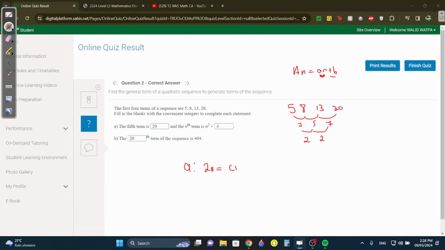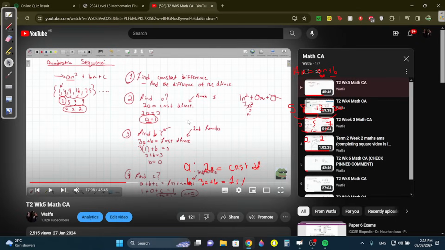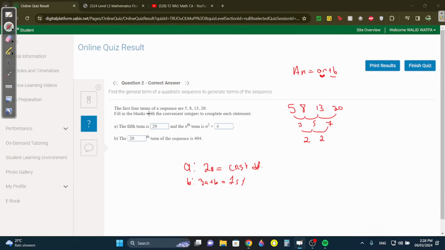2A equals the constant difference. To find B, it's 3A plus B equals the first difference. And then to find C, it's A plus B plus C equals the first term.